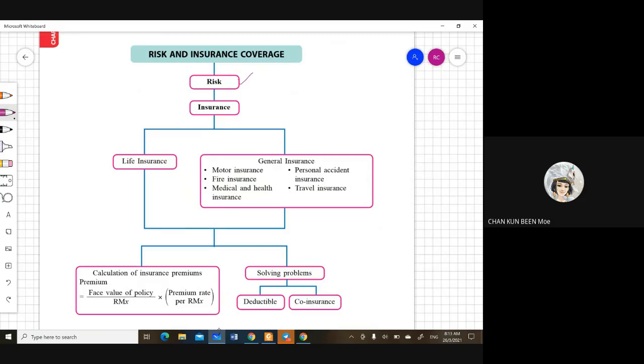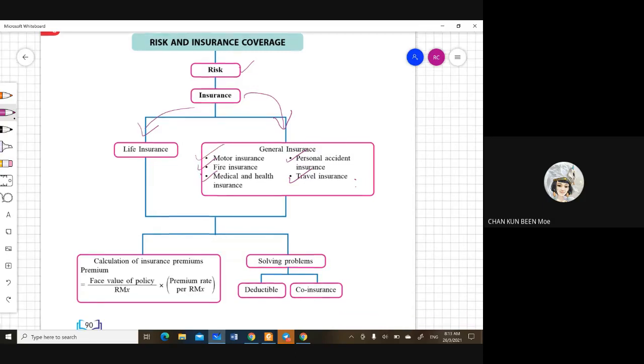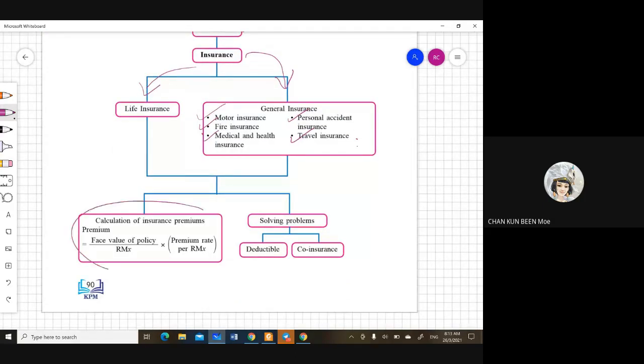And then under the insurance, it is divided into the life insurance and also the general insurance. Okay, general insurance, we have 5 different general insurance, which is the motor insurance, the fire insurance for the house, medical and health insurance, the personal accident insurance, the PA, and also travel insurance. Hopefully you still remember each of it, like the travel insurance, it involves the land, sea, and also the sky. Okay, so after that you learn how to calculate the insurance premium by using the face value of the policy over X multiplied by the premium rate. And then this is what you learned today, this part only. Solve the problem, which involve the deductible and also the coinsurance.